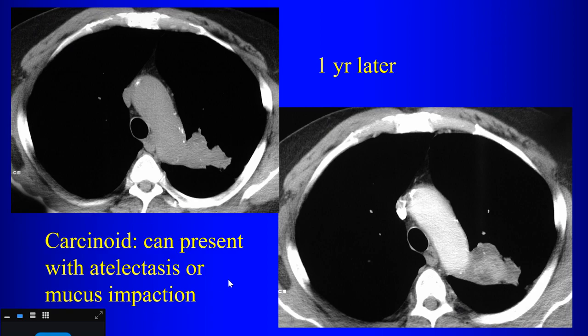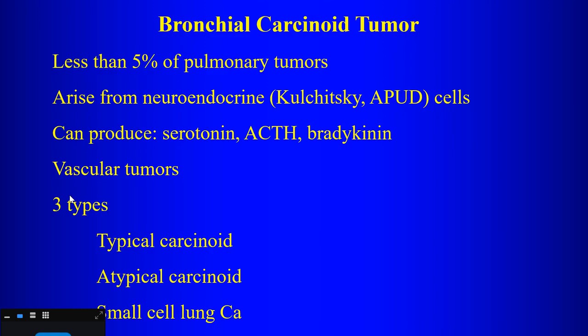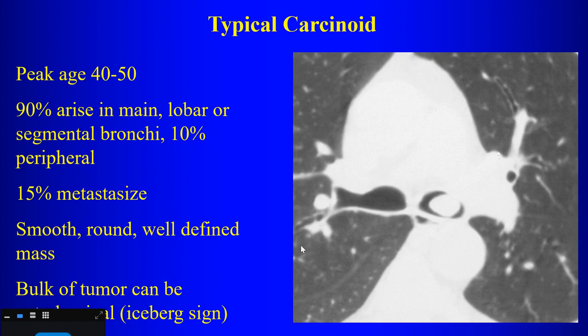So carcinoid can present with atelectasis or mucoid impaction. We include it in our differential of an endobronchial lesion. We're discussing carcinoid. It arises from neuroendocrine cells, can produce serotonin, ACTH, bradykinin. Three types: typical carcinoid, atypical, small cell, as you go along the spectrum of how aggressive these tumors are. The typical carcinoids arise in main or lobar or segmental bronchi. They're not always benign. They can have metastasis in up to 15% of cases.